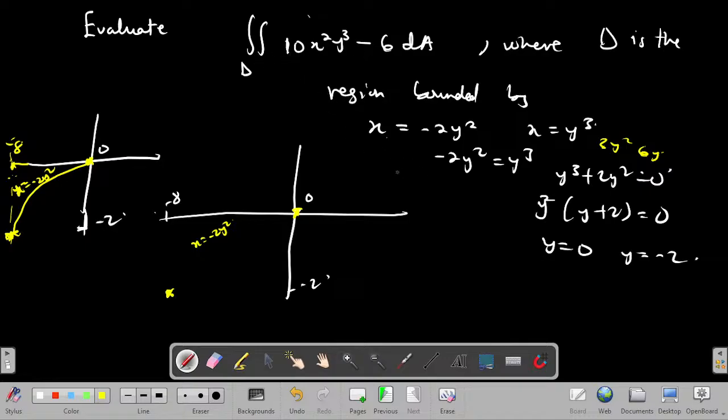So if you have x is equal to negative 2y squared, therefore y will be equal to the square root of negative half x. And if you have x is equal to y cubed, you have y to be the cube root of x. So you have two scenarios.